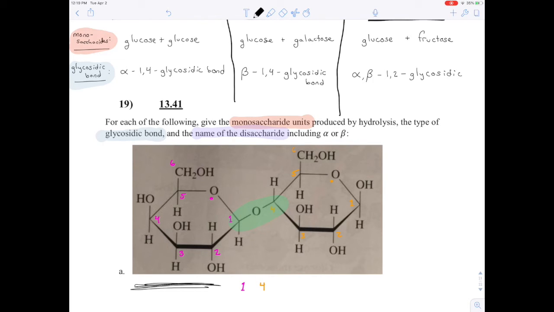And the rules are the same for identifying alpha or beta earlier. If it's going up, then it's beta. If it's going down, then it's alpha. So here it's going up, and so we know that it is a beta glycosidic bond. Next, look at what carbons it's connected to. Carbon number 1 and carbon number 4. So this is a 1,4 glycosidic bond. So altogether, we have a beta 1,4 glycosidic bond.